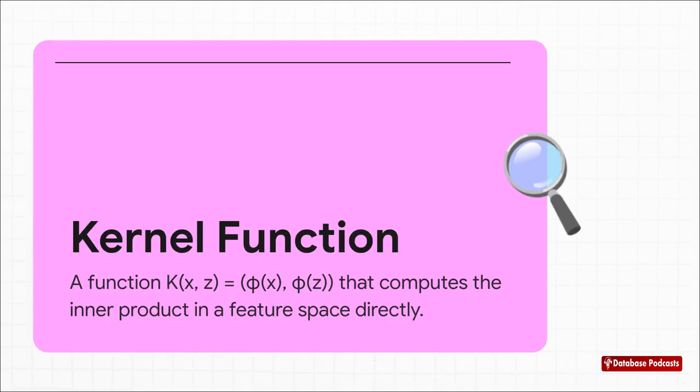So a kernel function is basically a genius shortcut. It gives you the answer you need, that inner product from the super complex feature space, but it calculates it using a simple operation on your original easy-to-handle data. And what's so cool about this formula here is that we get the result of the dot product, phi of x, phi of z, without ever having to figure out what phi of x or phi of z are individually. It's just a brilliant piece of math.